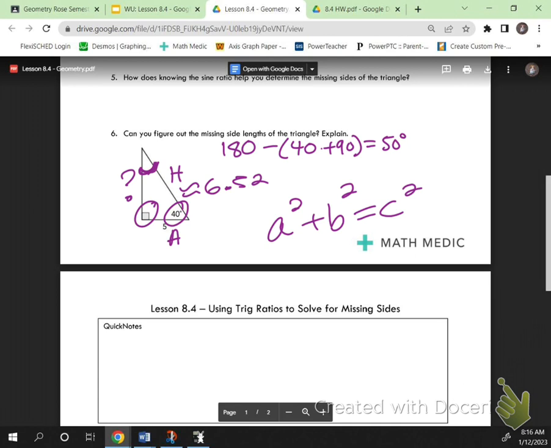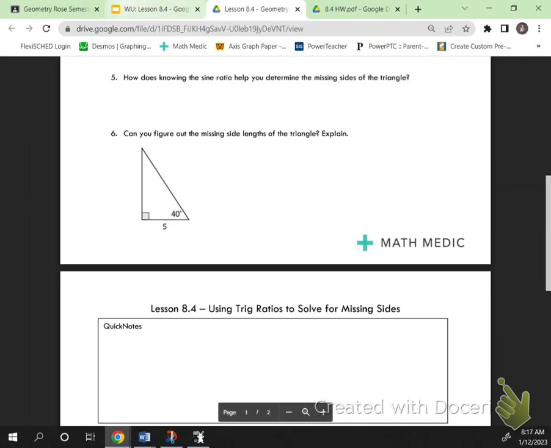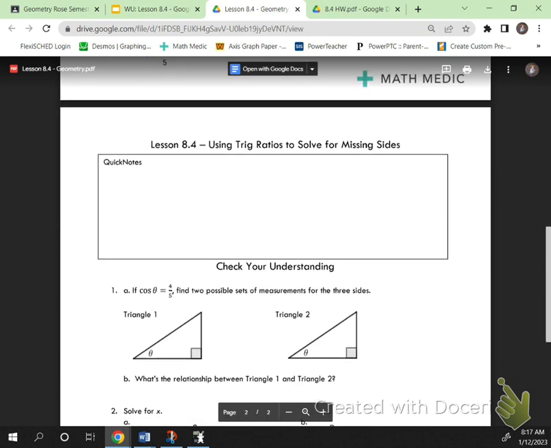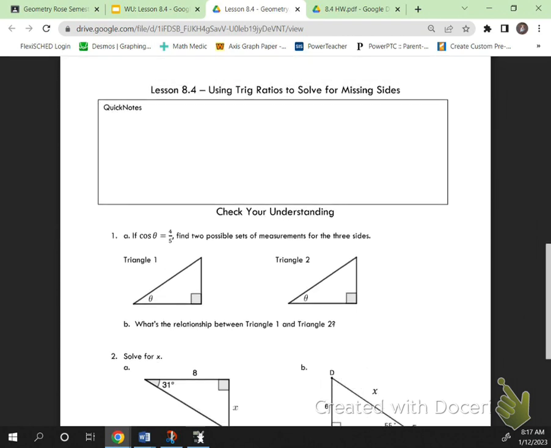Here we go. Okay. Let's summarize what we're doing. Here we go. Today, this is what we saw. We can use the calculator to find the sine, cosine, tangent of any specific angle measure.